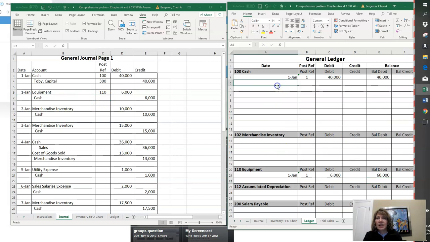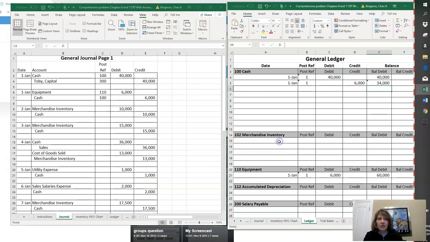Okay, now let's do cash. So I'm going to scroll up to cash. January 1 came from page 1. I credited cash for $6,000, so my new balance is a debit of 40 and a credit of 6,000. So that means that I subtract, and it stays on the debit side because 40 is bigger than 6. So I've got 34,000. That went to account number 100.